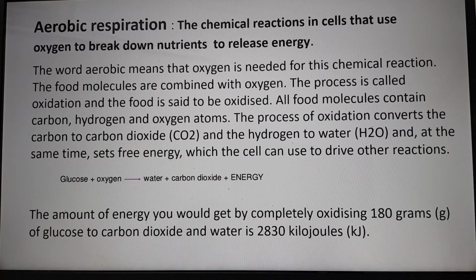Although the energy is used for the processes mentioned above, some of it always appears as heat. In warm-blooded animals, birds and mammals, some of this heat is retained to maintain the body temperature.